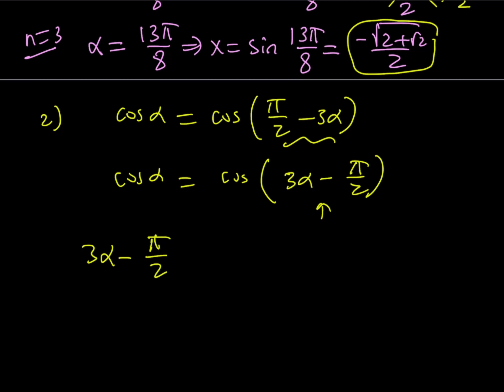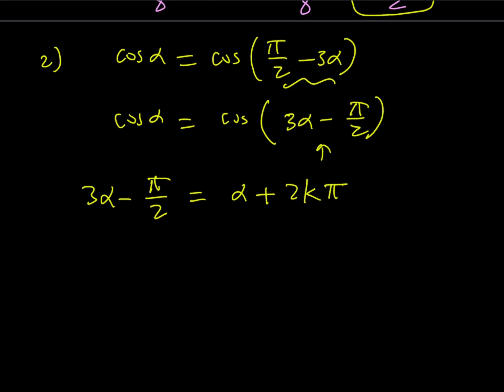So 3 alpha minus pi over 2 is equal to alpha plus 2n pi. Of course, in this case, n is not going to be the same n. Well, it doesn't really matter because at the end we're finding the actual solution. So, if you want, you can use k. It doesn't really matter. No big deal. Let's go ahead and change it to 2k pi. Okay, great. Now, I'm going to put the alphas on the same side again. So, subtract alpha. 2 alpha is equal to pi over 2 plus 2k pi. All right.